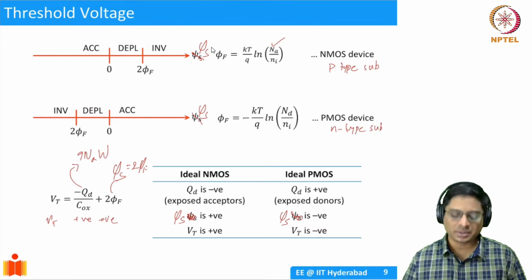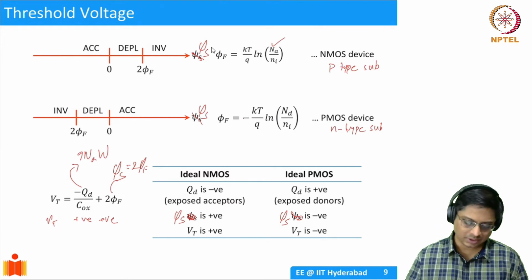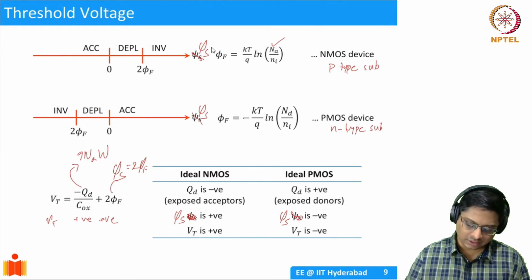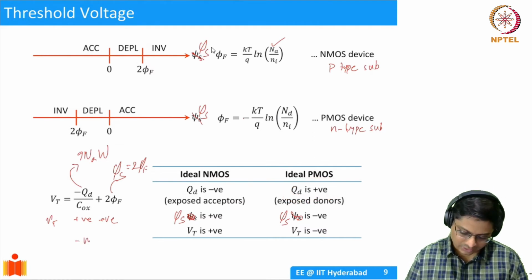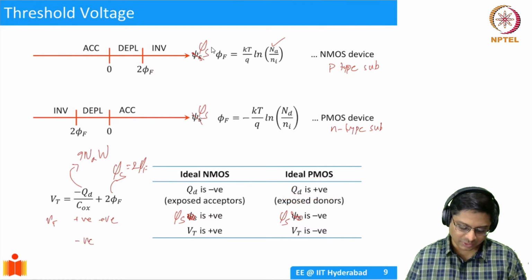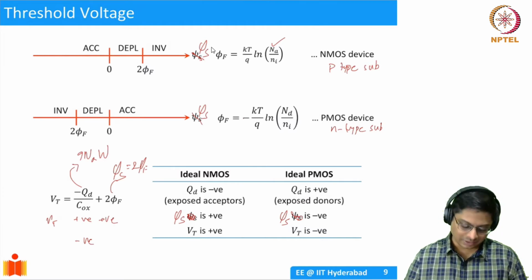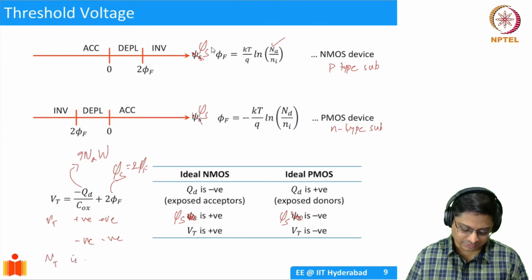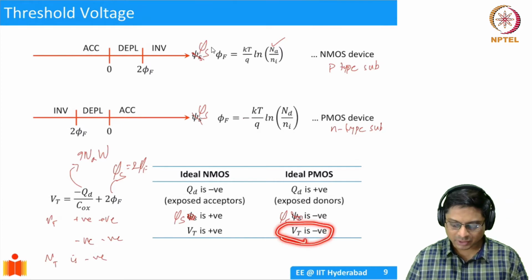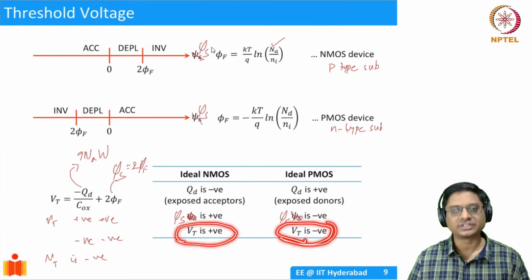Whereas if you had an ideal PMOS device, QD is positive, right? So the first term is negative overall, minus QD, so it will be negative. And surface potential is negative. So the second term also is negative. So VT is negative for a PMOS device. For an NMOS device, VT is positive. For a PMOS device, VT is negative.